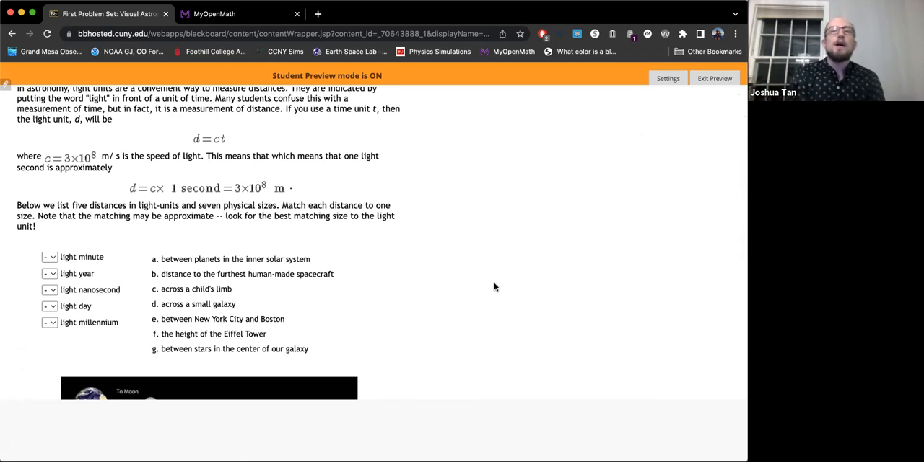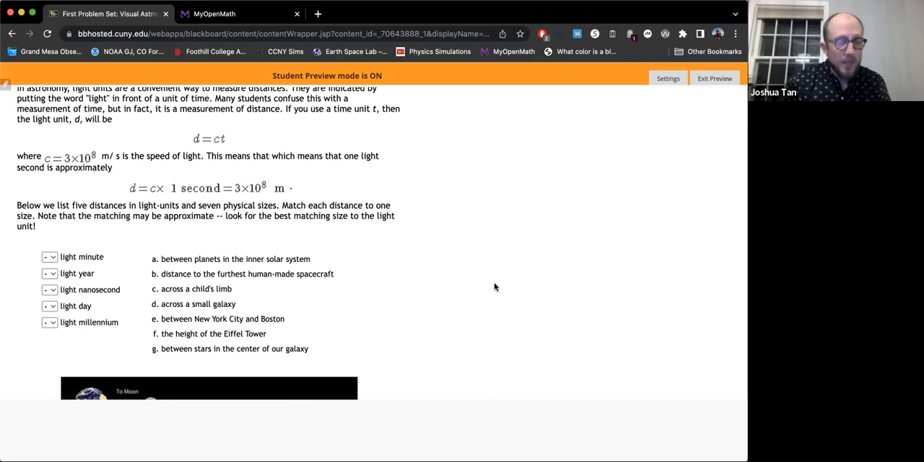Question number 2 asks you to deal with the scale of light units. That is the distance that light travels in a given amount of time. A lot of people get confused by this. They hear something like a light year, and they think that we're talking about a length of time, maybe a year. But that's not what we're talking about at all. A light unit instead is a unit of distance. It's telling me how far away something might be.